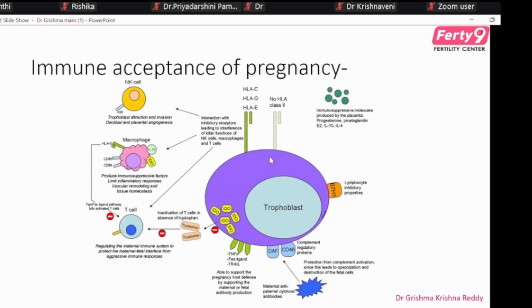The trophoblast has only HLA class 1, like C, G, E. There is no HLA class 2. So this will interact with inhibitory receptors. Macrophages, all this, produce immunosuppressive factors. And then there is inactivation of T cells. All this will happen as a protective mechanism in pregnancy.